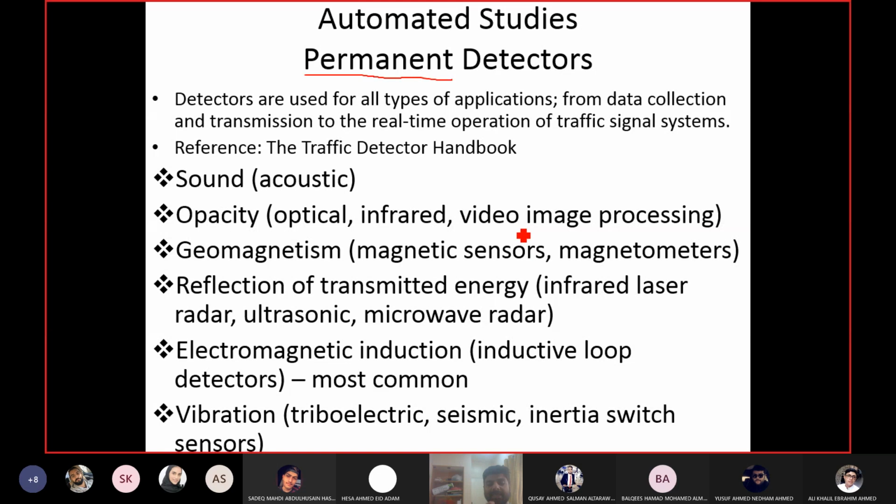Then we have vibration detectors. So again, they are installed below the surface of the road, and they can be triboelectric, seismic, inertia switch detectors or sensors. And the vehicle causes some vibration on the surface of the road, and this vibration is recorded and the vehicle is counted.